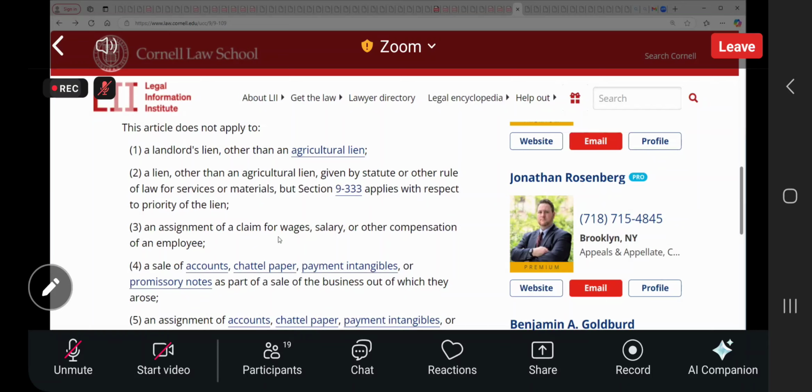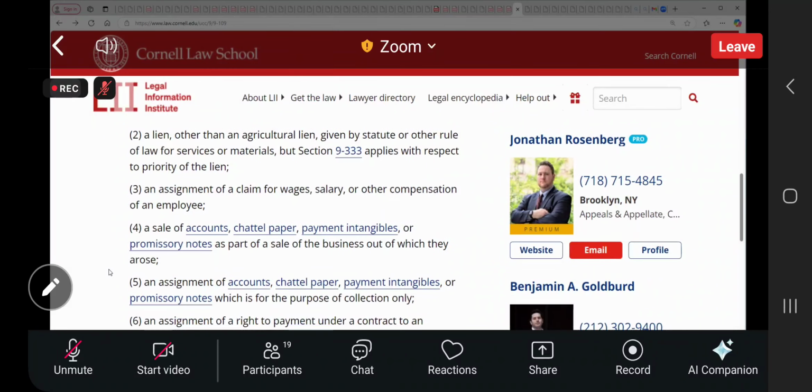This explains, to a certain degree, number 4, the sale of accounts. Well, we don't sell our accounts. The sale of chattel paper, the sale of payment intangibles, or a promissory note, a sale of a promissory note as part of a sale of a business out of which it arose. So another business can't sell me no promissory note. It won't apply under Article 9.